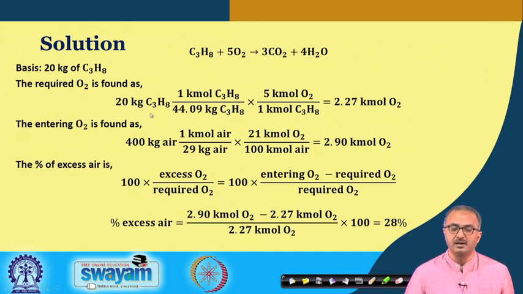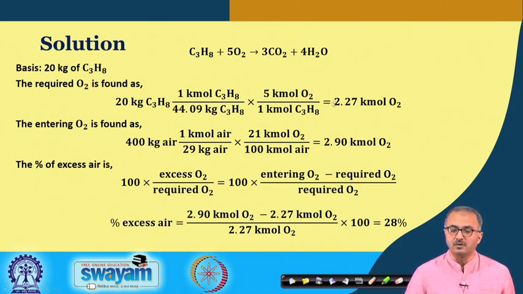Now we simply multiply with the mass of the propane to obtain the amount of oxygen. And similarly, for the amount of oxygen that is entering the system, we have been given 400 kg of air, and we know that 21 mole percent is oxygen, that means 21 kilomoles per 100 kilomoles of air. We divide by the molecular weight of air to get the amount per kg of air and multiply with the amount of air that is provided. So, we get this many moles of oxygen entering along with the 400 kg of air.